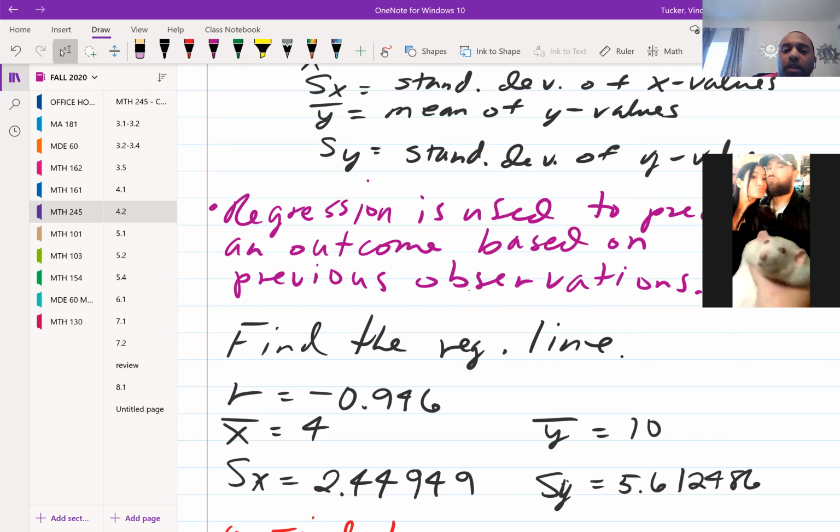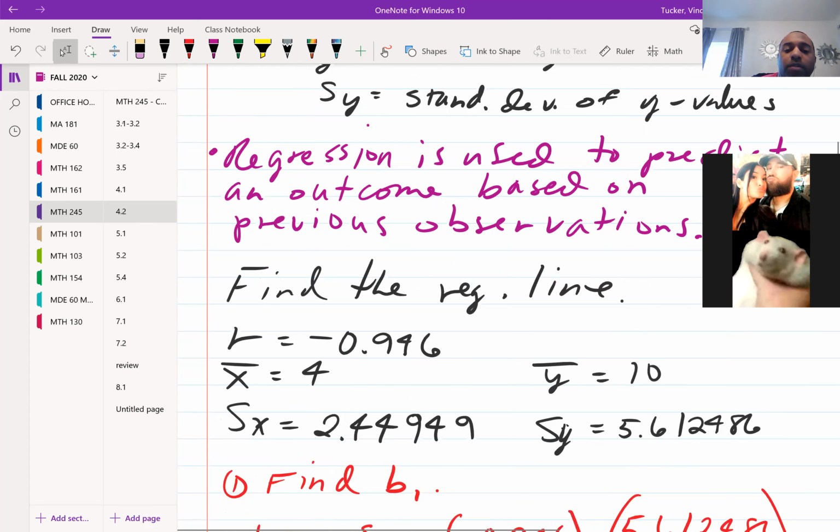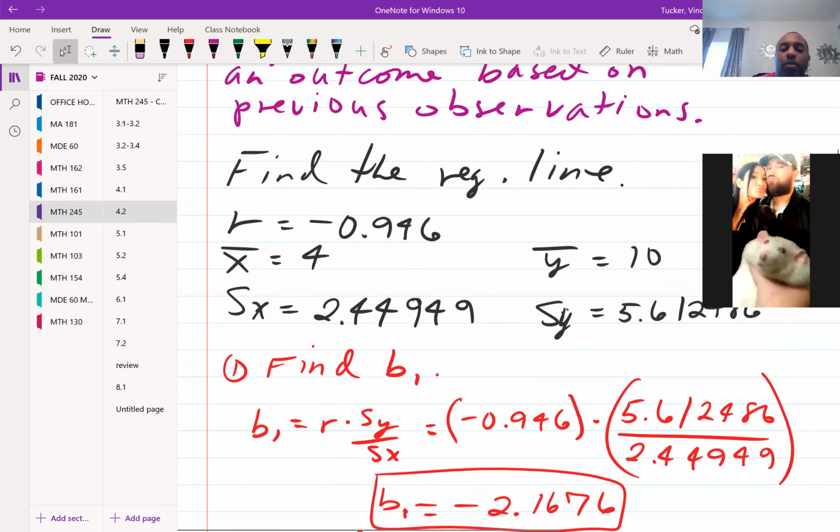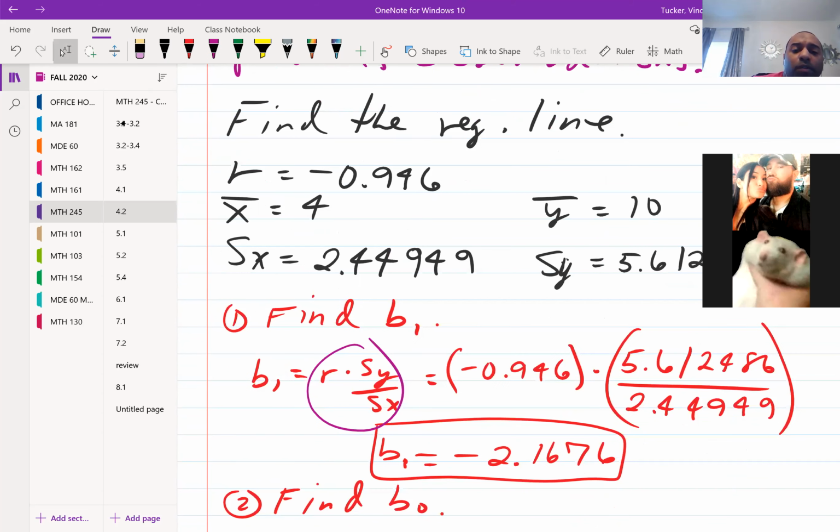All right. So what we're going to do is use the relationships to figure out what our regression line would be. B1 is, like I said, just follow the formula: R times S sub Y over S sub X. So we plug in the values accordingly. R is negative 0.946, and then that 5.61 divided by that 2.44 number. Put that in your calculator, and we'll have B1 to be negative 2.1676.